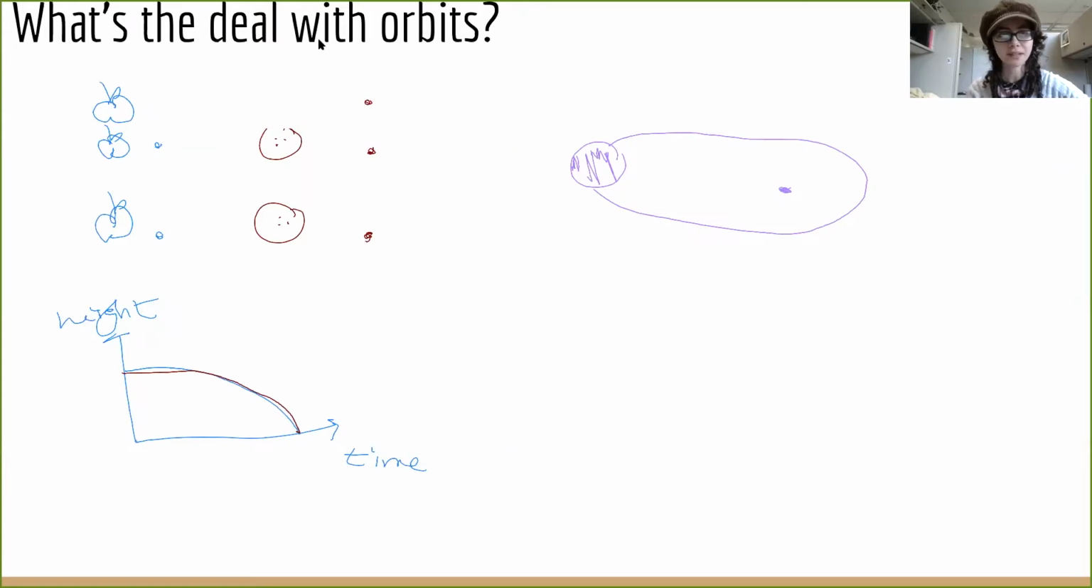So if you try your snapshot experiment with a planet, I'll make it a different color, you'll get snapshots at these points in time. The planet will speed up as it gets closer to the focus, so there's probably like the sun or some star there. They'll be more spaced out as it gets farther away.